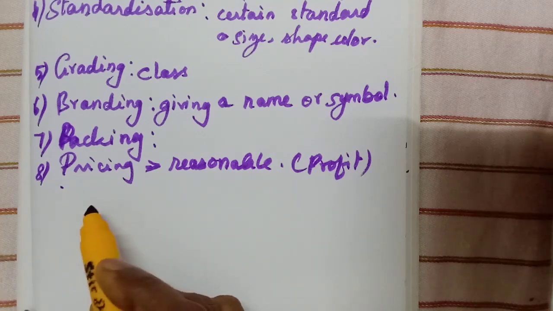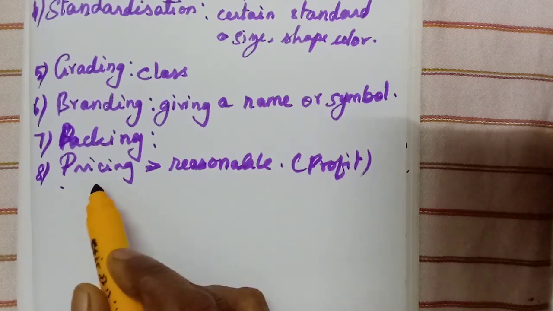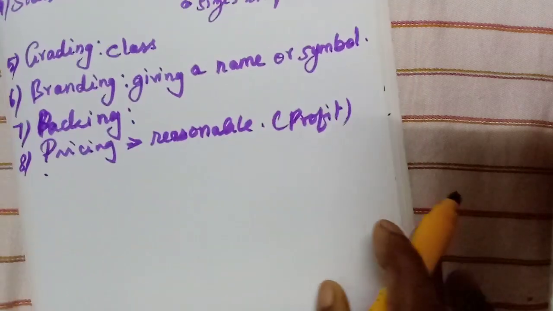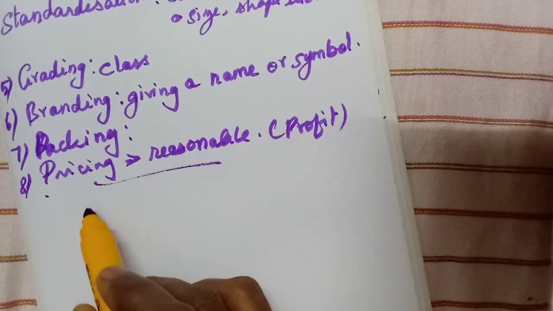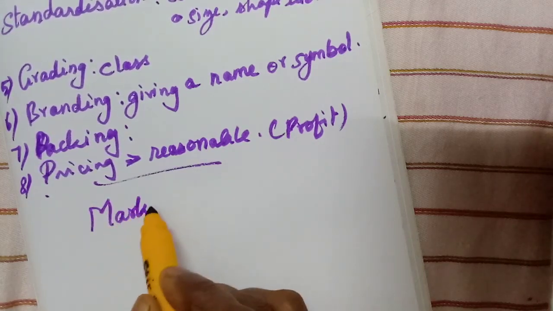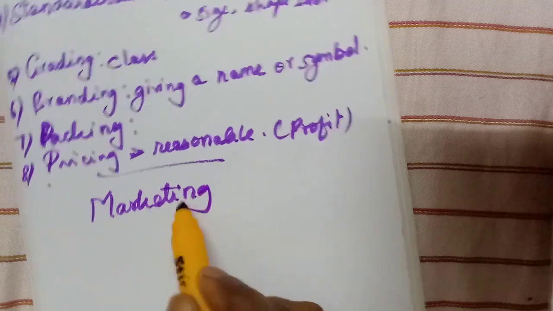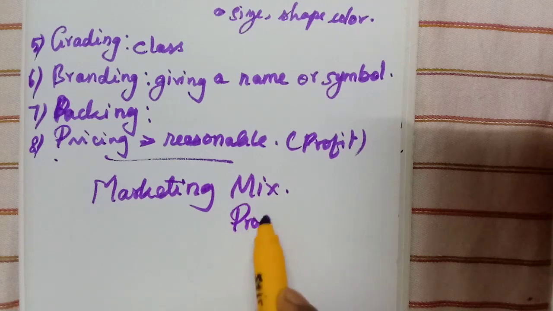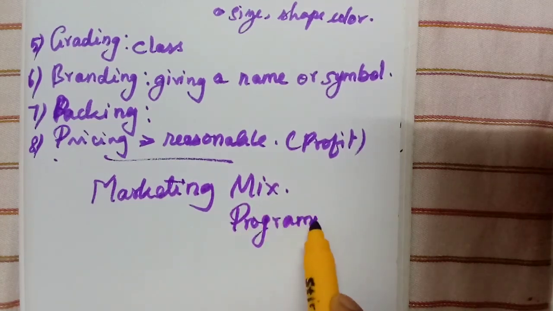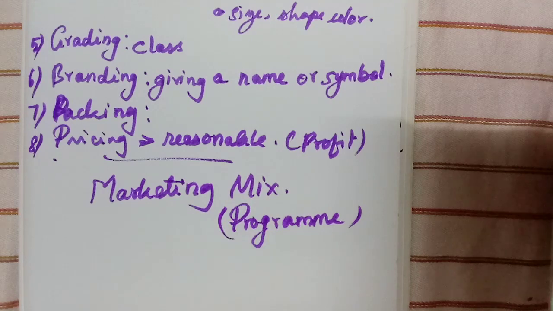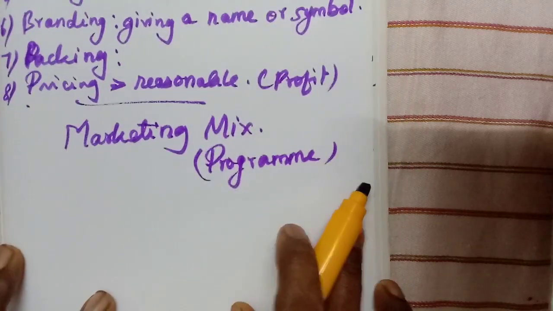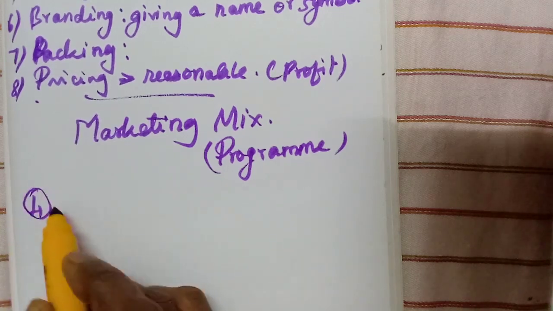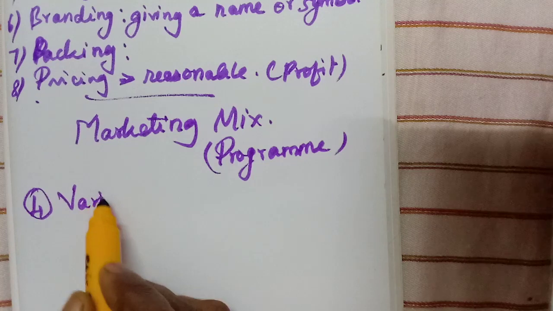Okay, so all the functions of marketing we have learned now. Now another heading is given, marketing mix. What is marketing mix? Marketing mix means nothing but a marketing program. What is the marketing mix? It has 4 variables.